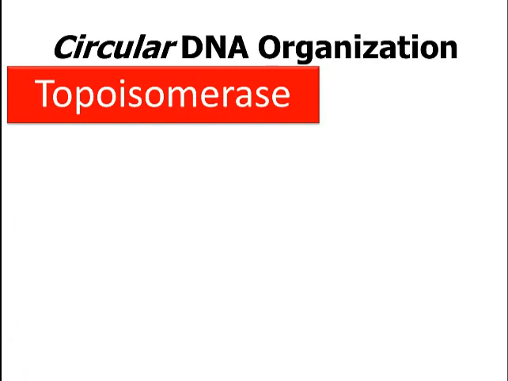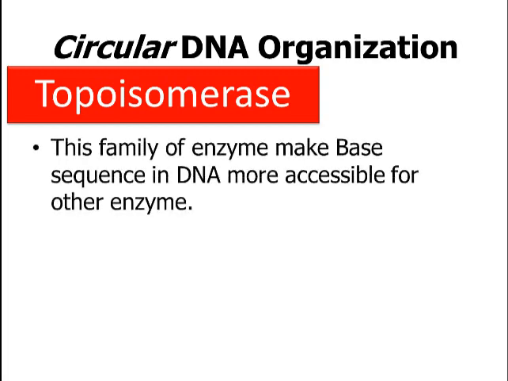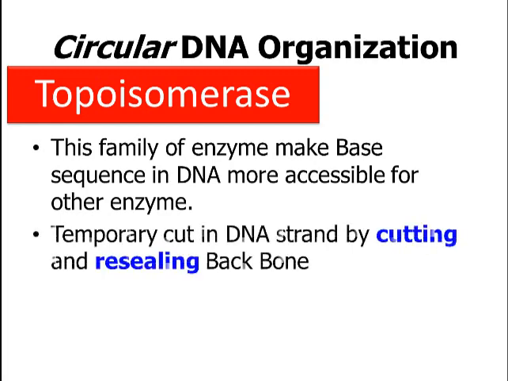So when double-stranded DNA has a kink, what would be the way of making the bases of DNA exposed to enzymes? The answer is another enzyme or family of enzymes called topoisomerase. This family of enzymes makes the base sequence in DNA more accessible for other enzymes. The way they do it is by a temporary cut in the DNA strand, cutting and resealing the backbone.